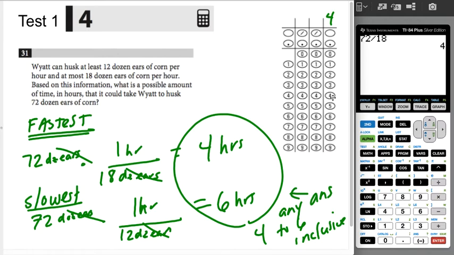I tend to justify things all the way to the right. I pick 4, but you could pick 4, 5, 6, or you could pick 4.2 or 5.1. It doesn't matter. Don't get fancy about it, but you could pick anything 4 through 6 inclusive.